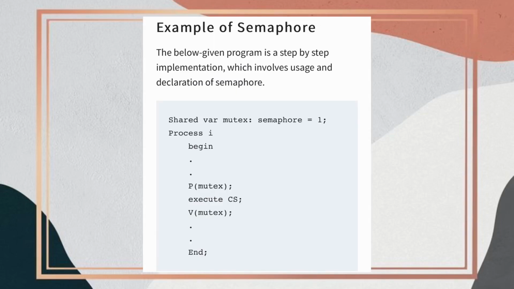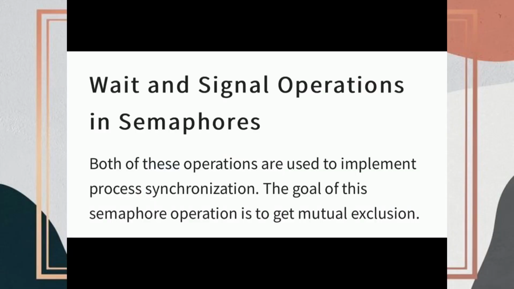So let us now proceed to the example of semaphore. The below given program is a step-by-step implementation which involves the use and declaration of semaphore, wait and signal operations in semaphores. Both of these operations are used to implement process synchronization. So the goal of this semaphore operation is to get mutual exclusion.